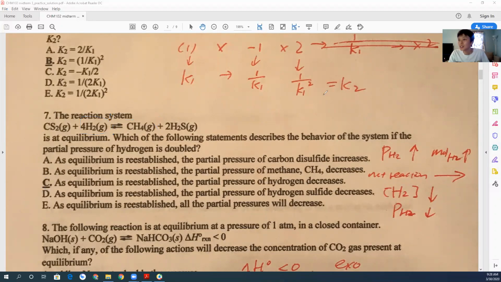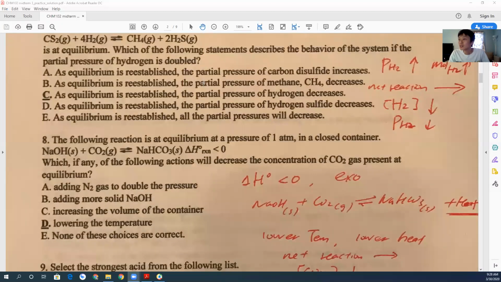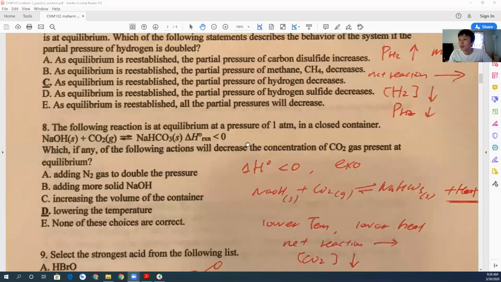Clear my drawings. So number 8, there's delta H involved. So we know that this reaction will be affected by the temperature.